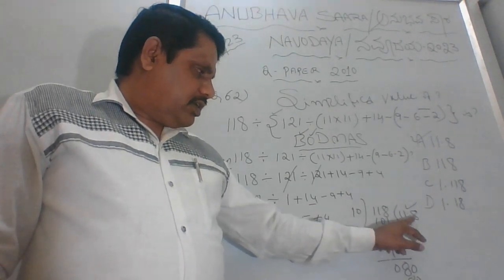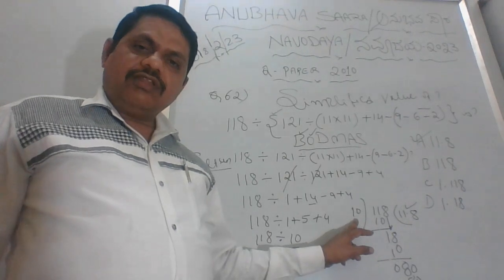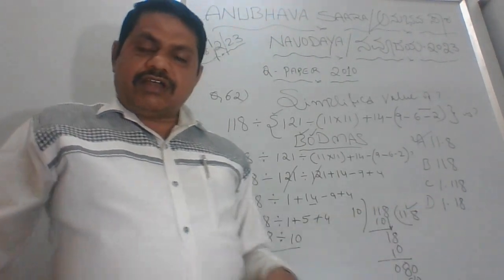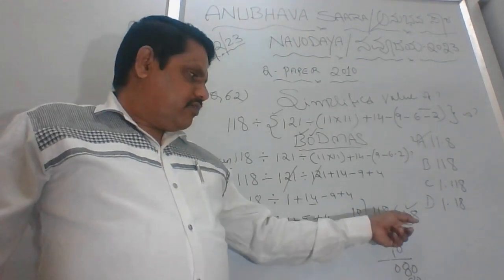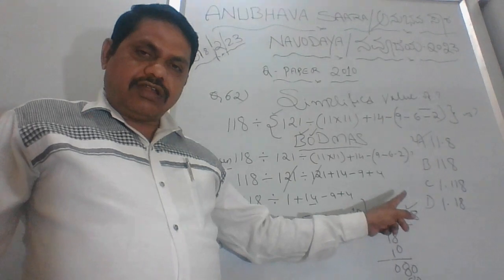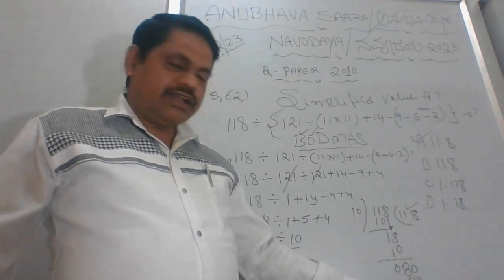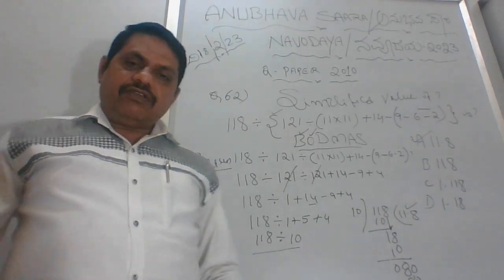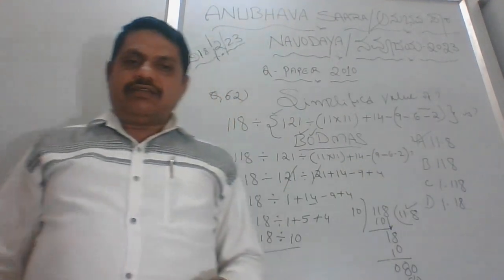So 8 won't go by 10, because 8 is smaller than 10. Fine. So 10 is greater than 8. That's why we cannot divide. For that reason we have taken the dot. If you take the dot, then the 0 will come here. 10 8s are 80, the double 0. That means your calculation is clear. So the answer is 11.8.